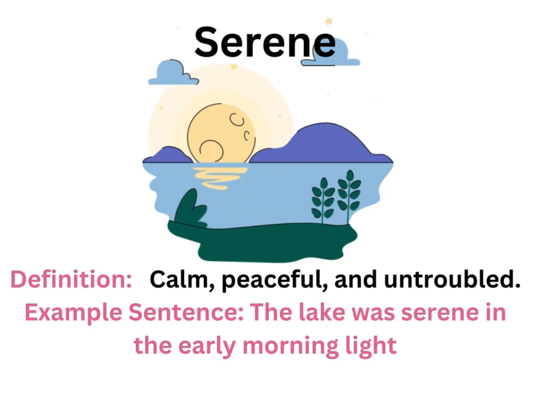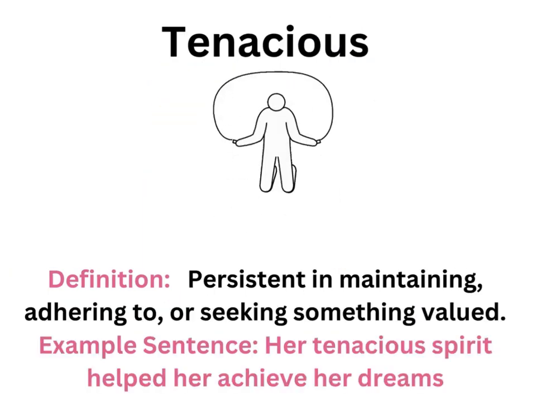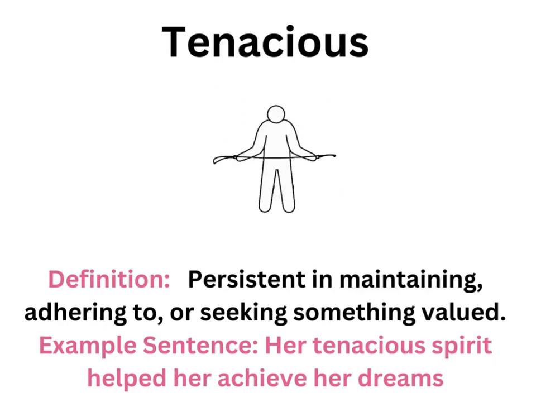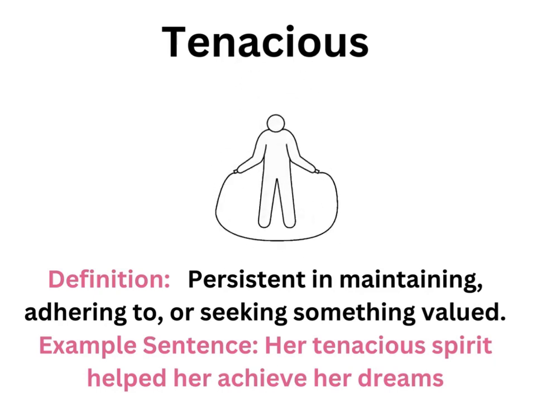Word: serene. Definition: calm, peaceful, and untroubled. Example sentence: the lake was serene in the early morning light. Word: tenacious. Definition: persistent in maintaining, adhering to, or seeking something valued. Example sentence: her tenacious spirit helped her achieve her dreams.